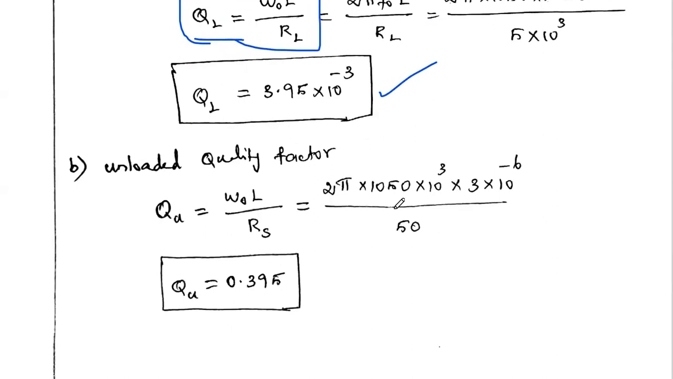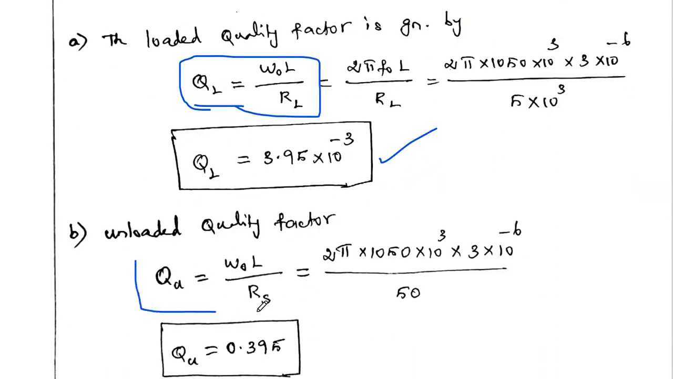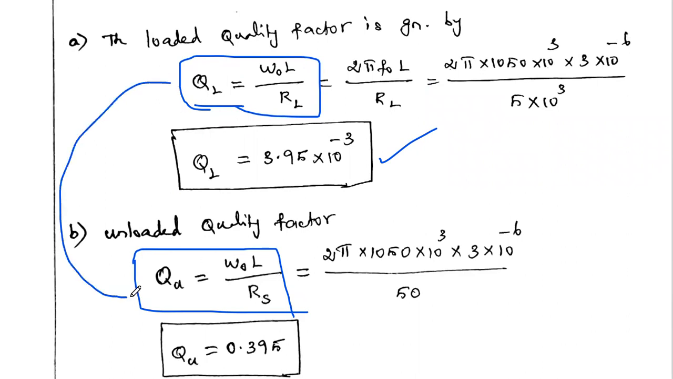Then the unloaded quality factor. The unloaded quality factor formula is QU, where QU means unloaded quality factor, which is equal to omega naught L divided by RS, where RS is the series resistance. Compare the loaded and unloaded quality factor formulas. Loaded quality factor means omega naught L by RL. Unloaded quality factor means omega naught L divided by RS. So you just substitute the values.